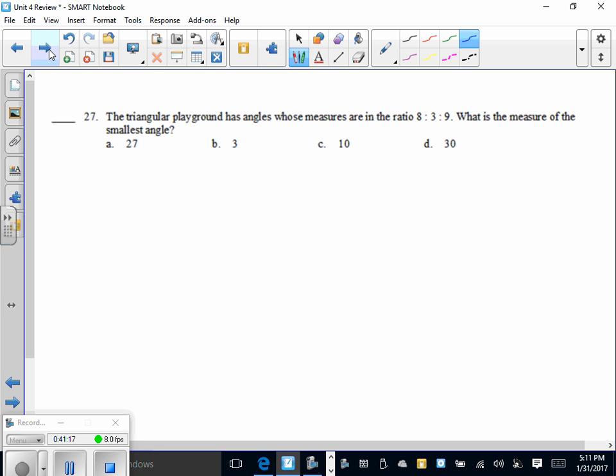Okay, number 27, the triangular playground has angles whose measures are in the ratio of 8 to 3 to 9. What is the measure of the smallest? Well, the smallest one is going to be the one where the 3 is.